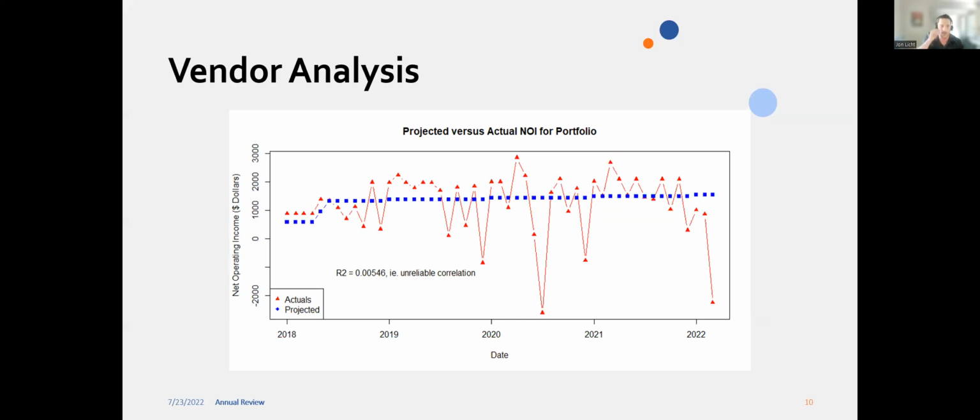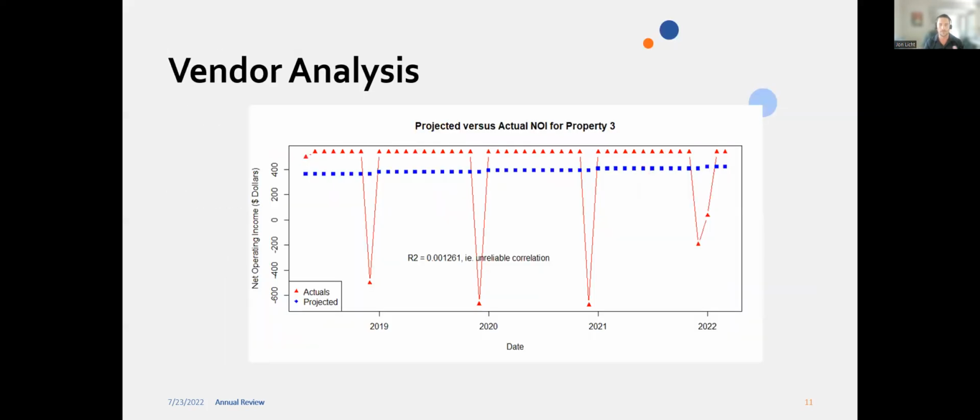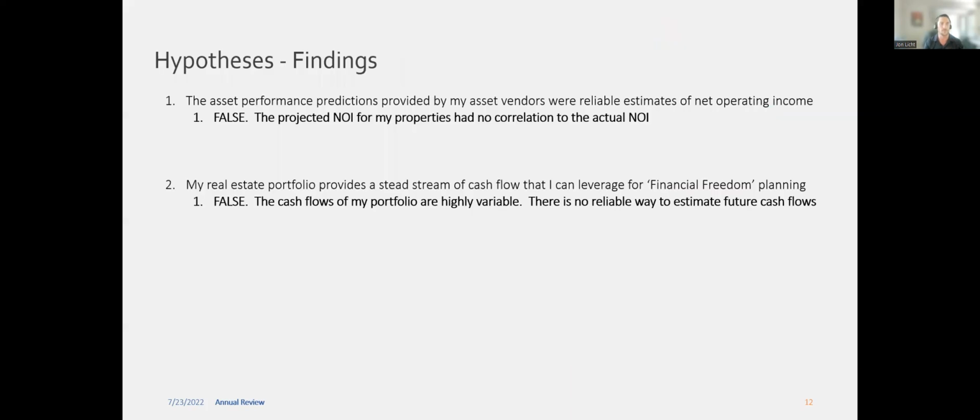So my takeaway here is that these series of graphs to me solve 2 hypotheses. The first is that these pro formas provided by asset vendors are way off. They're clearly not data driven. They're basically randomly guessing. And the projected NOI for the properties had almost no correlation to the actual. So this first hypothesis was falsified.